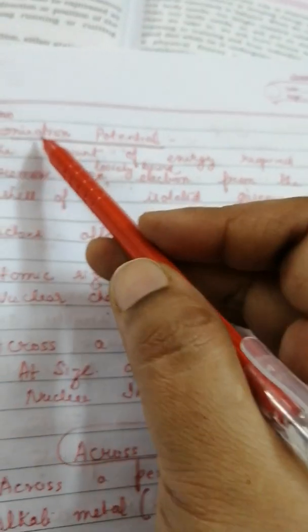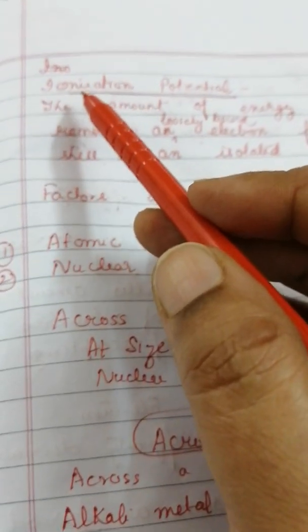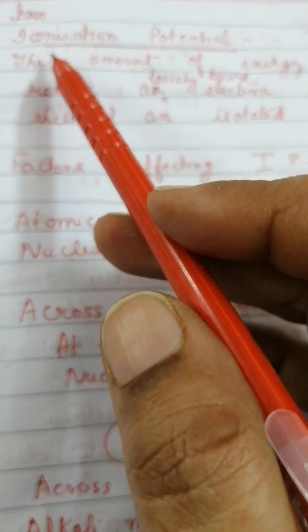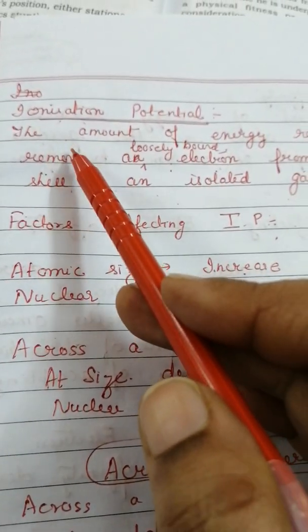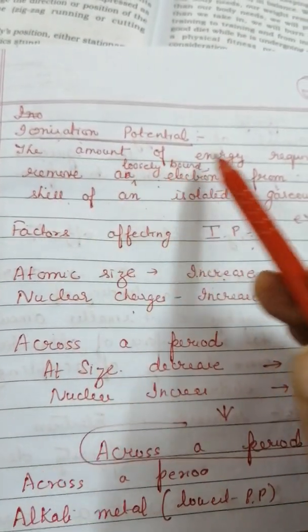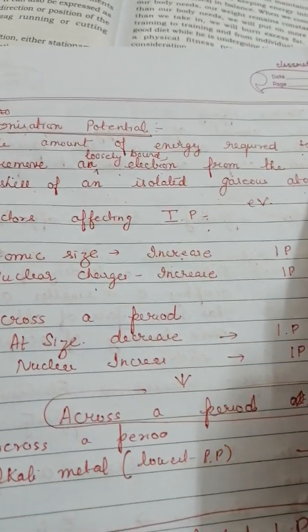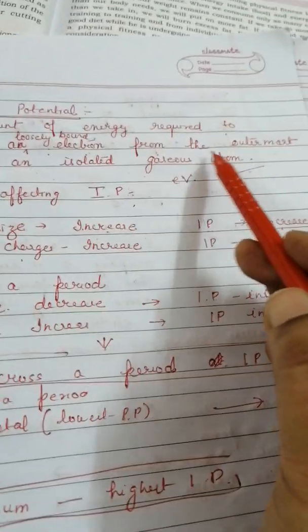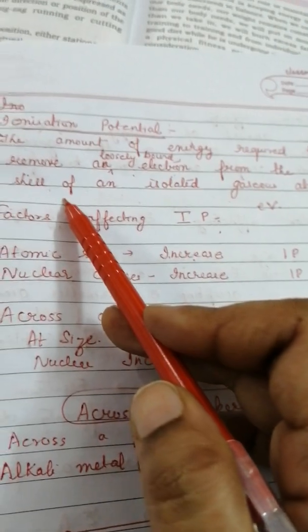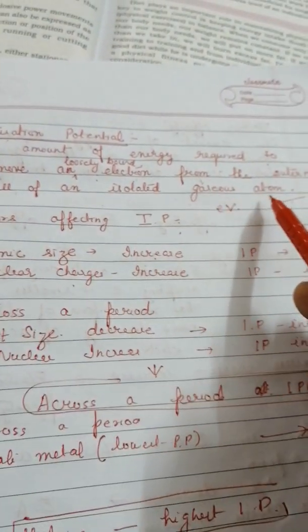I'm going to start with ionization potential now, an important periodic property. So you can see here, first the definition: the amount of energy required to remove a loosely bound electron from the outermost shell of an isolated gaseous atom.